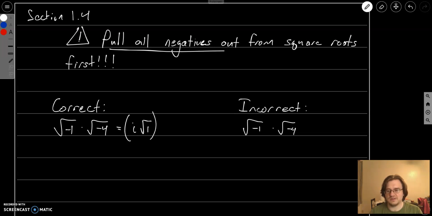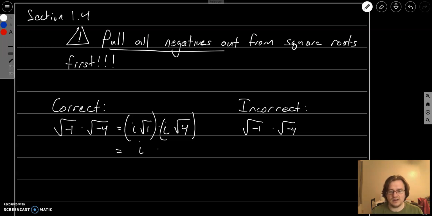So that'll be this first term. And then the square root of -4. Again, I need to rewrite this as i times the square root of 4. I need to pull out the negative sign and write it as an i before I do anything else. Now I can multiply these. I can simplify the first one, the square root of 1. Again, the principal square root of 1 is 1.